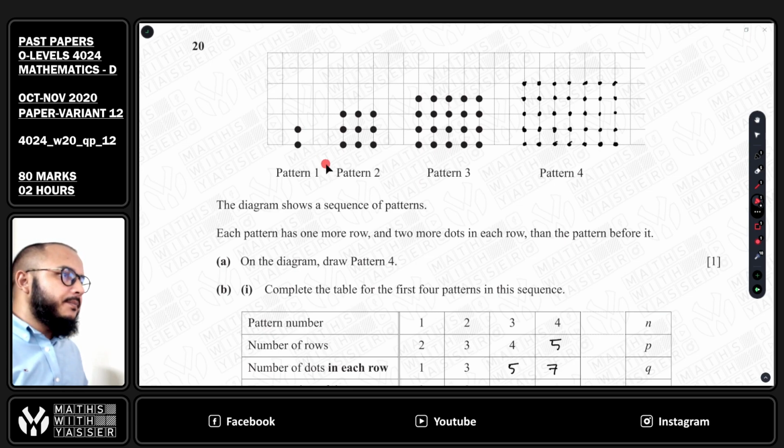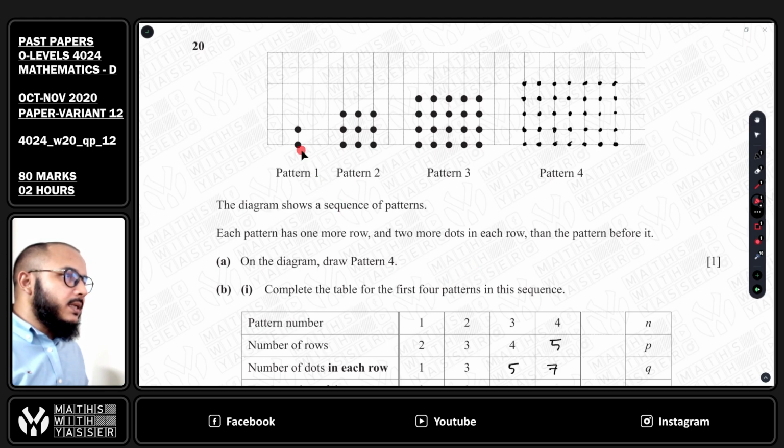Question number 20. Pattern 1, pattern 2, pattern 3. Pattern 4 was not provided, only these 3 patterns were provided. The diagram shows a sequence of patterns. Each pattern has 1 more row and 2 more dots in each row than the pattern before it. On the diagram, draw pattern 4.